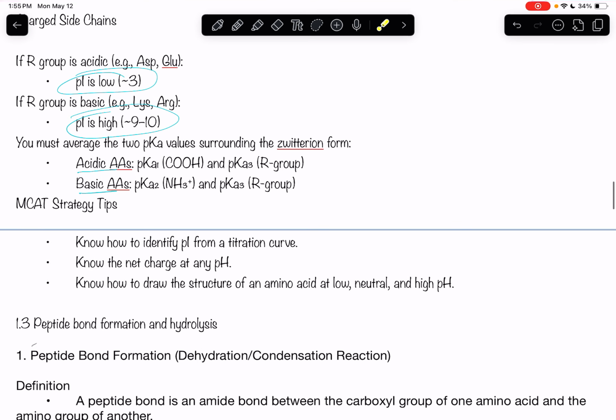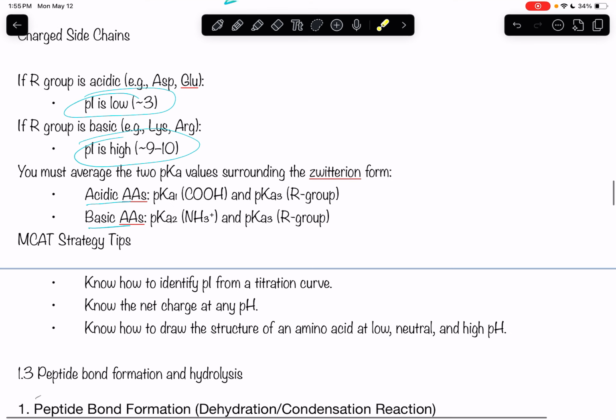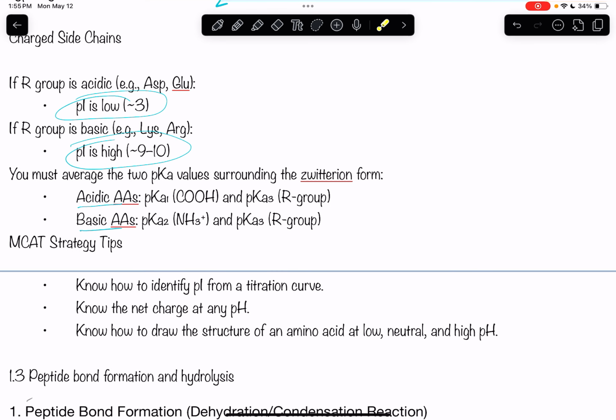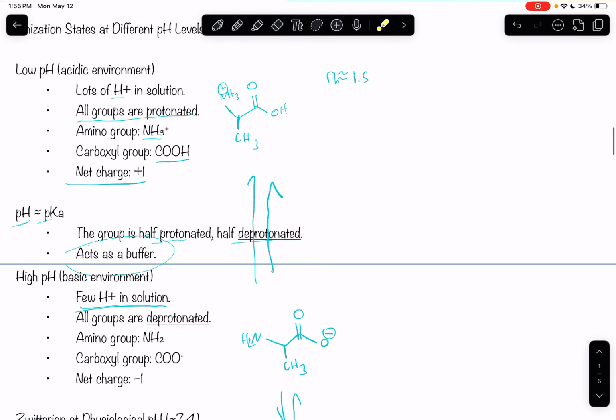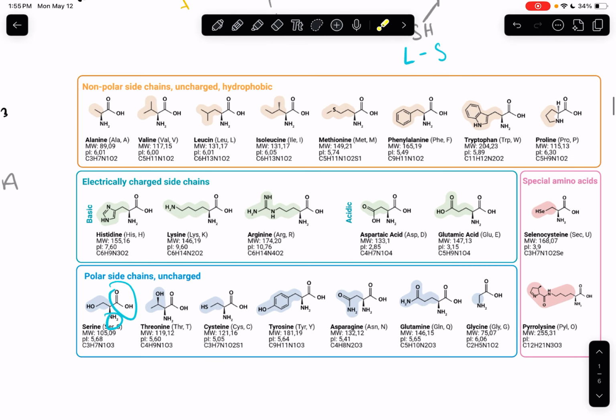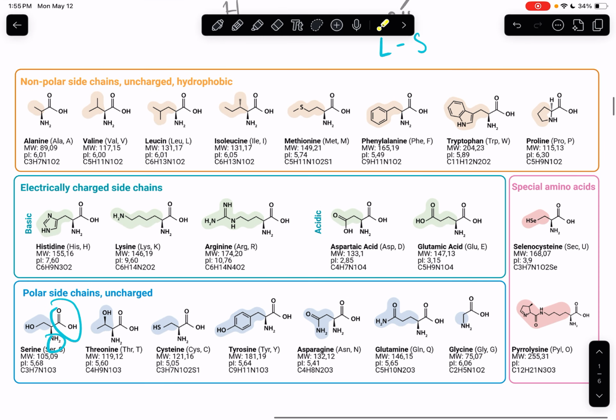So I'm going to start doing this at the end of videos. We're going to go over some MCAT strategy tips. So I would definitely say, it's big to know how to identify pI from a titration curve. Obviously, you should know the net charge of any amino acid at any pH, and you should know how to draw the structure of an amino acid at low, neutral, and high pH. Okay, I'll put this on the screen one more time for anyone. Please, guys, you do need to know.